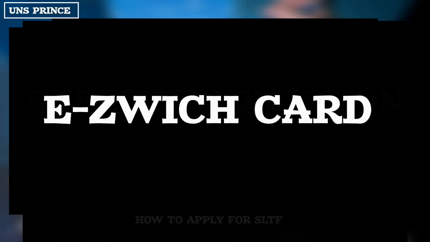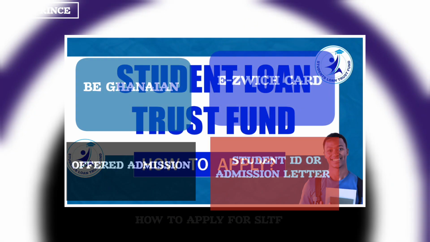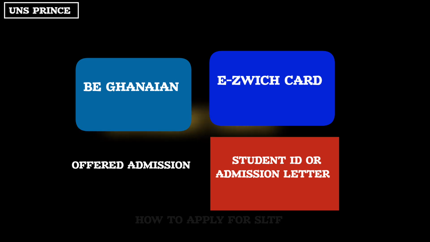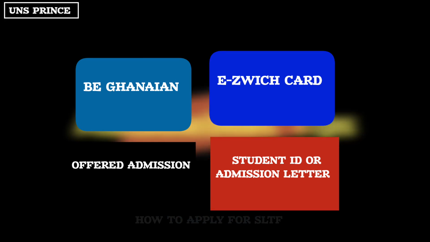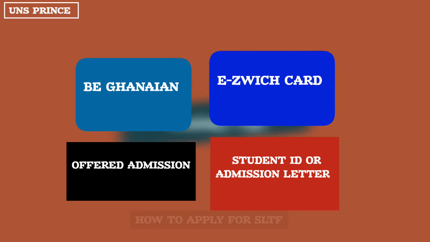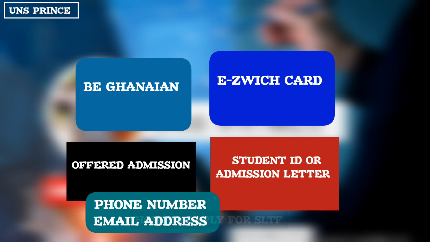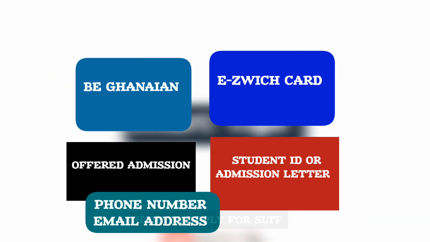Then again, you need your student ID, but if you don't have a student ID, you can use your admission letter. All the requirements that I'm talking about, you will scan and make them into PDF, because in the process of applying, you will need to upload those documents in PDF form. The next requirement is an active phone number and an active email address. So these are the requirements you need for the Student Loan Trust Fund application.